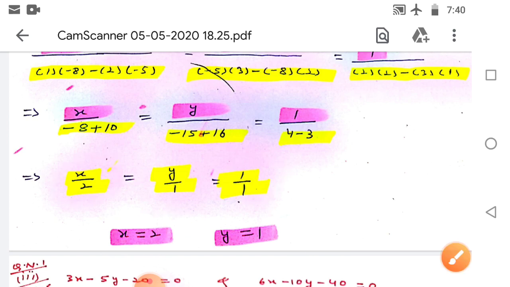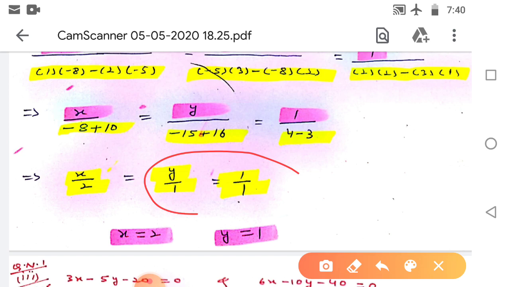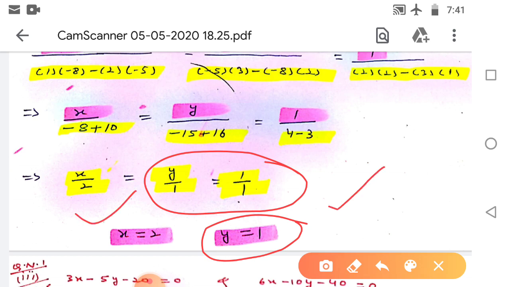Right? Now take last two. y upon 1 is equal to 1 upon 1. This gives me y is equal to 1. So by cross multiplication method, the value of x is 2 and the value of y is 1 here.